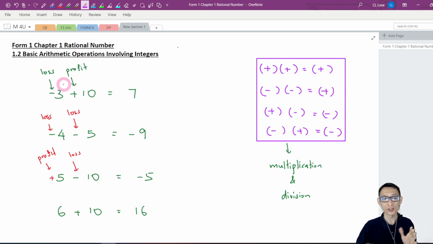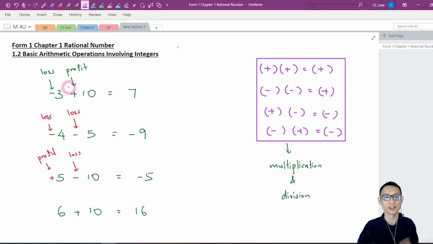Now try to think this way. This is for addition or subtraction. Whenever you have two numbers with different signs, it means one profit, one loss. To get the final answer, we always take the bigger number minus the smaller number, and then we follow the sign of the bigger number.